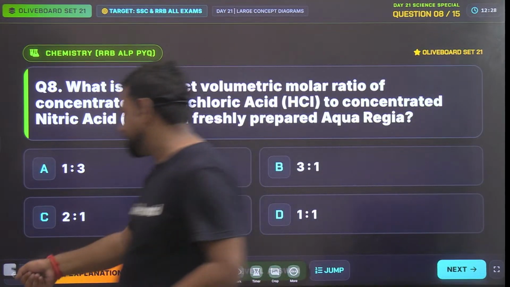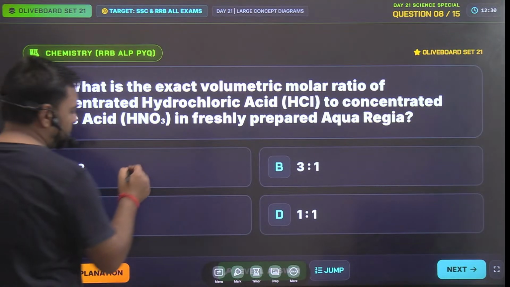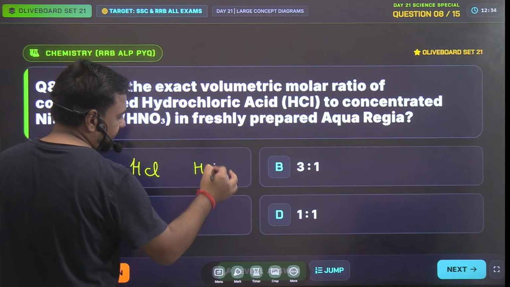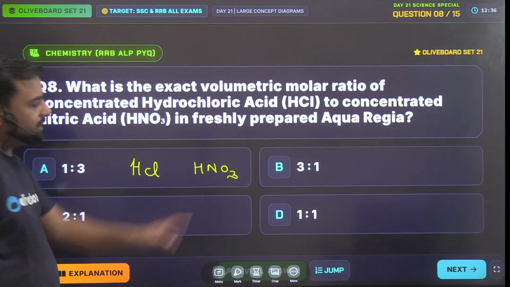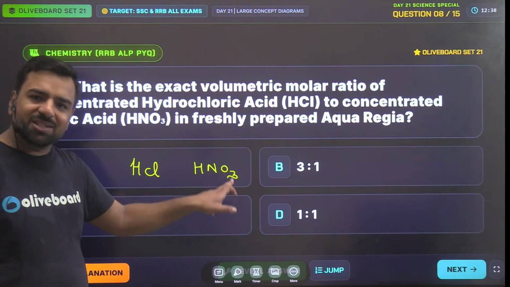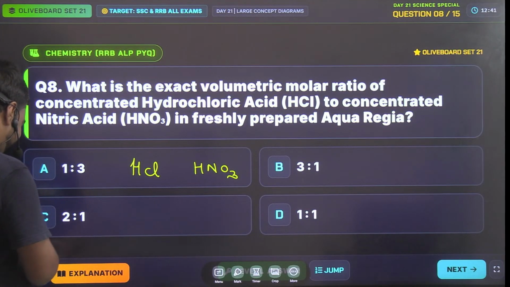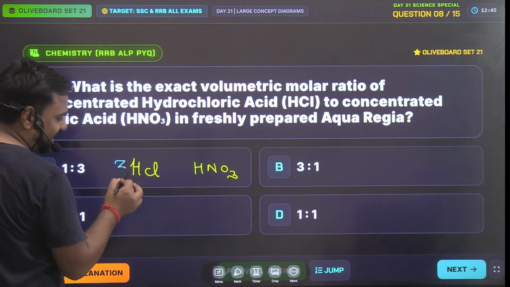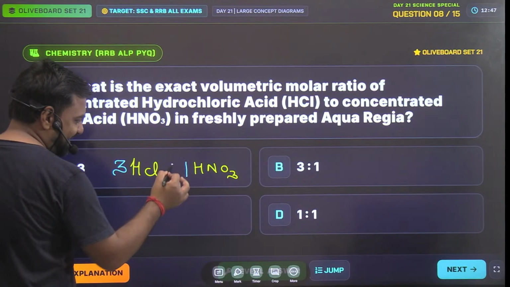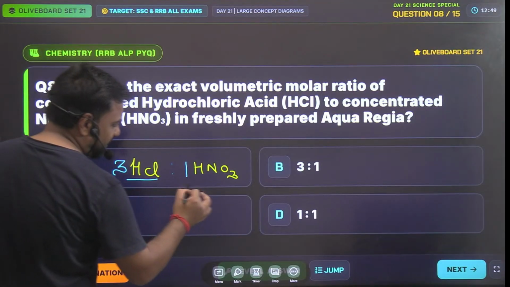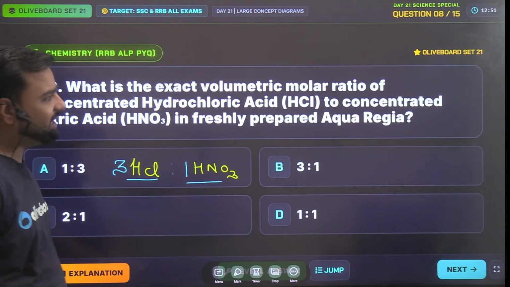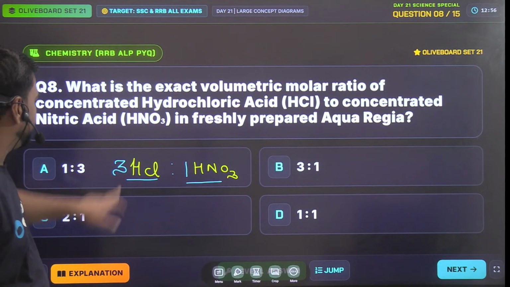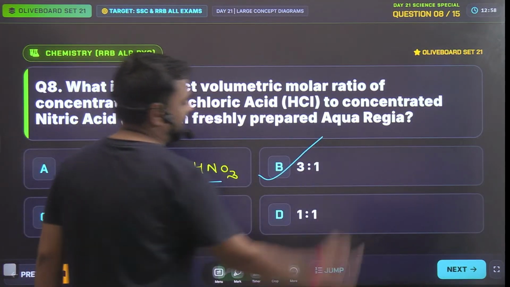I'll give you a hint here. You can use this trick in the examination as well. This is just a trick. In the case of HNO3, 3 is already given. So since 3 is already there, 3 will be written here and 1 here. So here, 3 parts of HCl and 1 part of HNO3. This trick can be used. Fine. So it's asking the molar ratio of concentrated HCl, so HCl 3. That means B will be the correct answer.